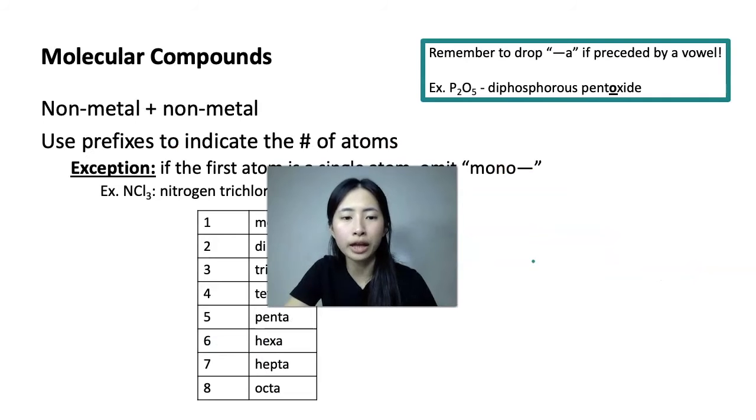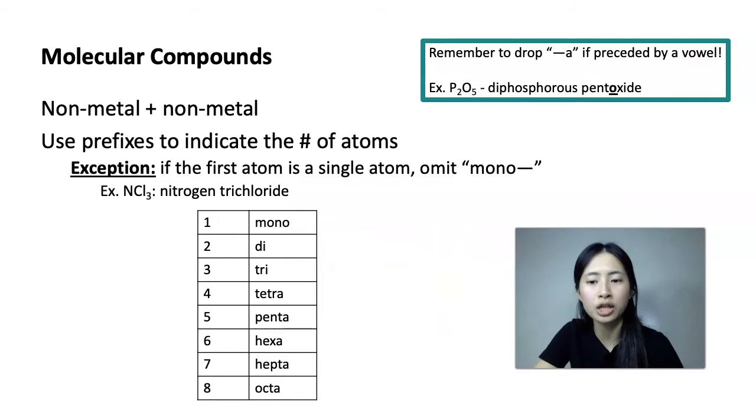Now moving on to molecular compounds, as I mentioned, you have two nonmetals. However, in this case, we use prefixes to indicate the number of atoms instead of crossing over your oxidation number. So again, I repeat, for molecular compounds, you don't cross over your oxidation numbers. Instead, you use prefixes.